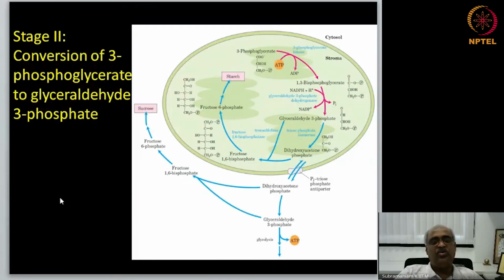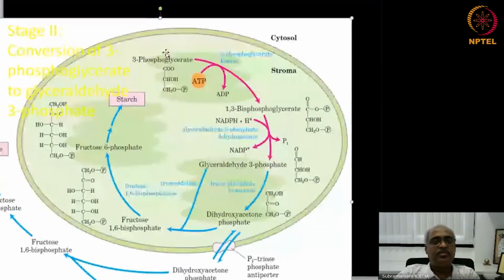So now we go to the second stage, where it is the reduction of the phosphoglycerate to glyceraldehyde 3-phosphate. So that you can see here. Again, I will try to blow it up. Yeah, so remember, this whole thing is happening in the stroma of the chloroplast. So this light green background is the grana, each one having one thylakoid, flattened discs stacked up.